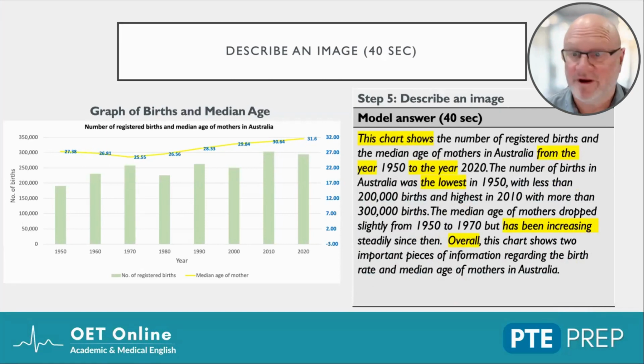This chart shows the number of registered births and the median age of mothers in Australia from the year 1950 to the year 2020. The number of births in Australia was the lowest in 1950 with less than 200,000 births and the highest in 2010 with more than 300,000 births. The median age of mothers dropped slightly from 1950 to 1970, but it has been steadily increasing since then. Overall, this chart shows 2 important pieces of information regarding the birth rate and median age of mothers in Australia.